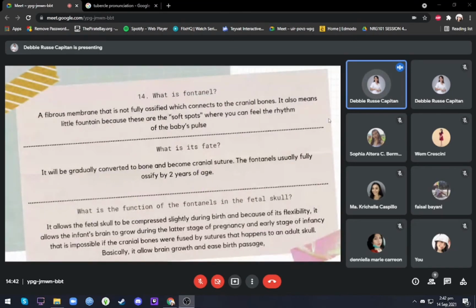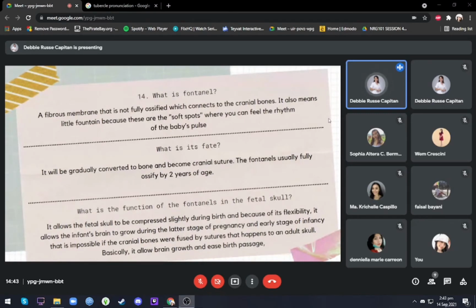Number four, what is a fontanelle? A fontanelle is a fibrous membrane that is not fully ossified, which connects the cranial bones. It also means little fountain because these are the soft spots where you can feel the rhythm of the baby's pulse. A follow-up question, what is its fate? The fate of the fontanelle is that it will gradually be converted to bone and become a cranial suture. The fontanelles usually fully ossify by 2 years of age.